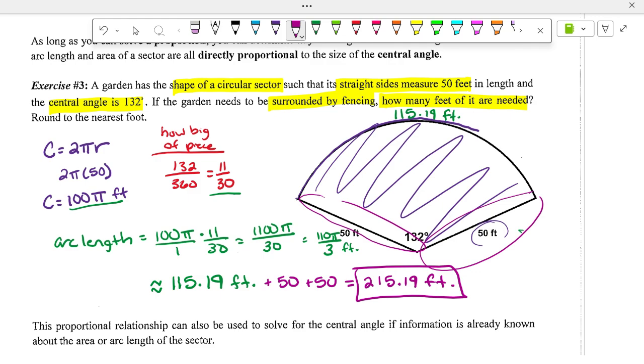So when it comes to questions like these, guys, just be careful, because sometimes they'll say, oh, find the area of the sector. Oh, that's easy. But then it'll ask, how much fencing do I need total? And they'll have 2 pieces that you end up having to add on at the end. So just make sure you read the question carefully.